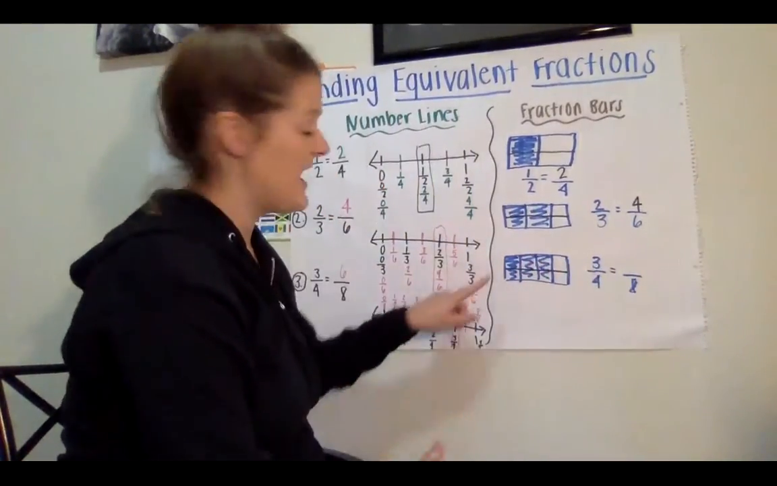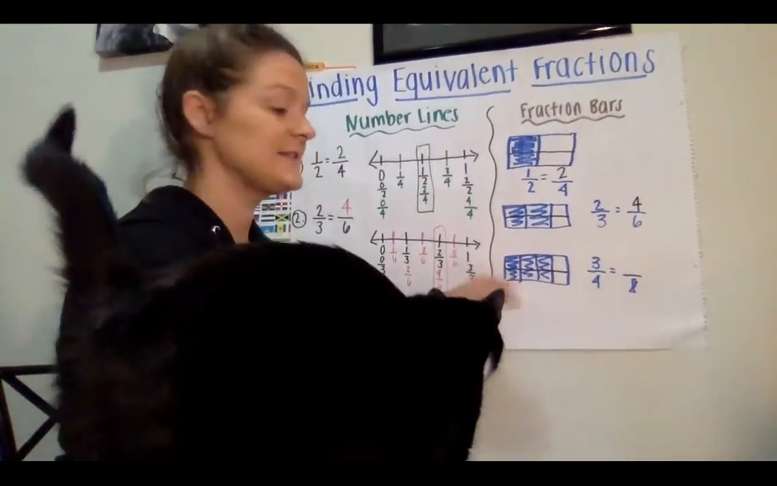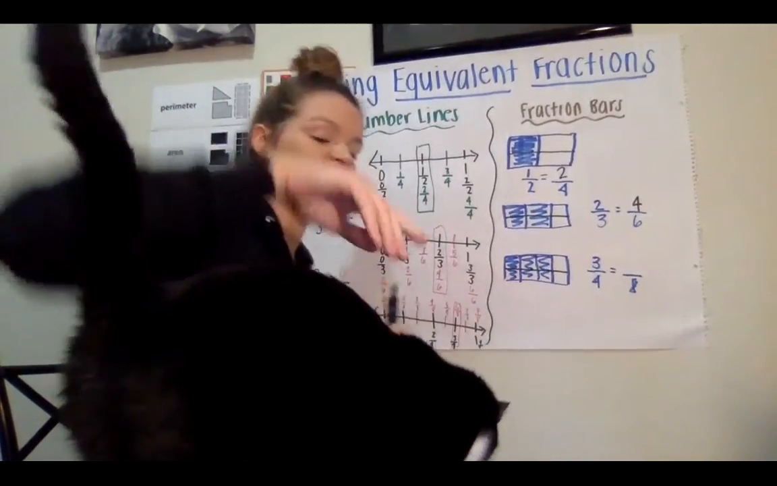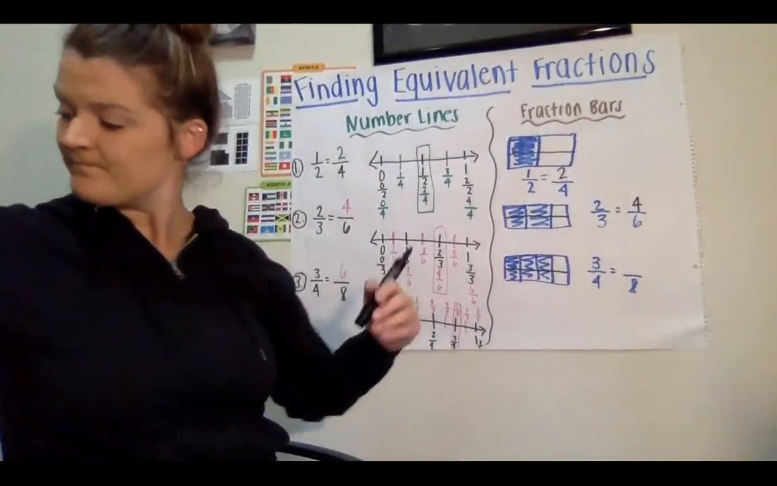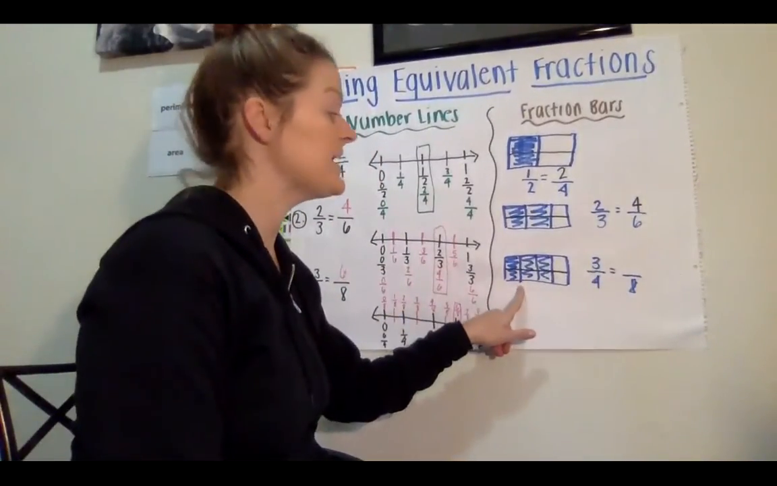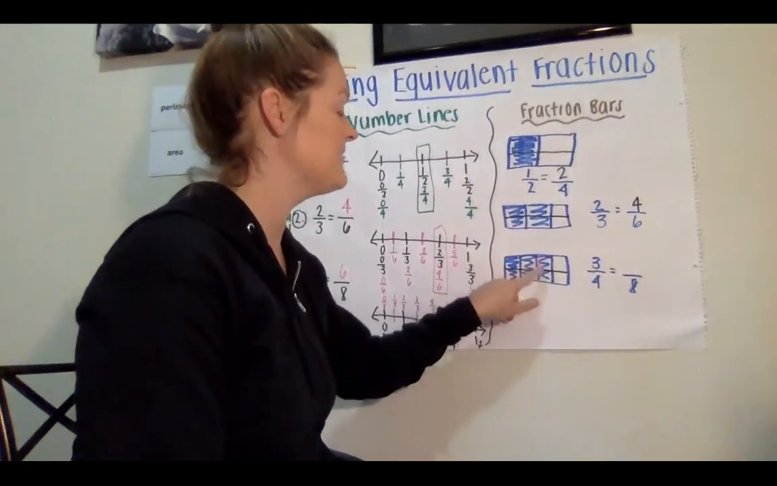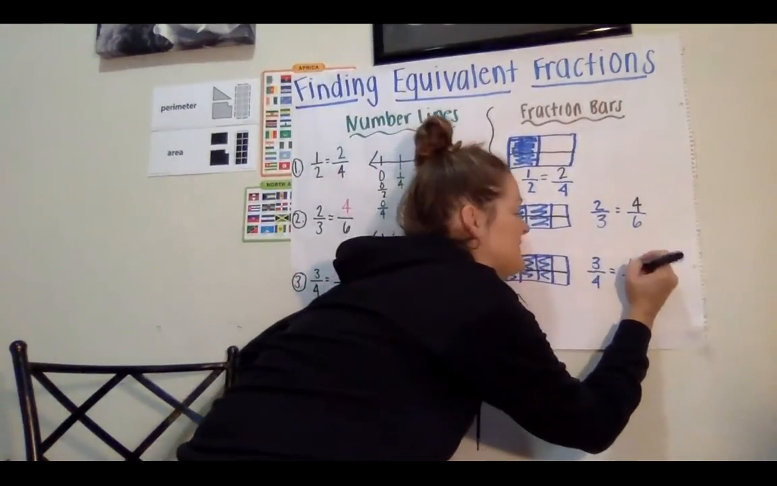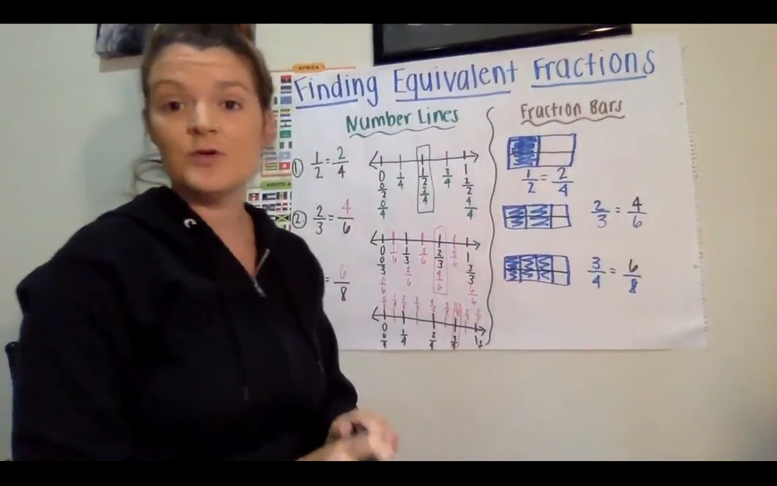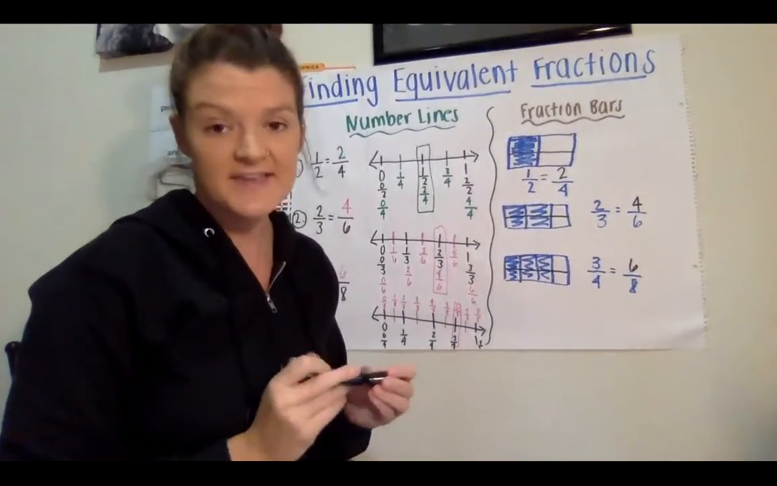And now I see that I have 1, 2, 3, 4, 5, 6, 7, 8. And I'm going to count my number of shaded parts. 1, 2, 3, 4, 5, 6. So that tells me that 3/4 is equal or equivalent to 6/8.